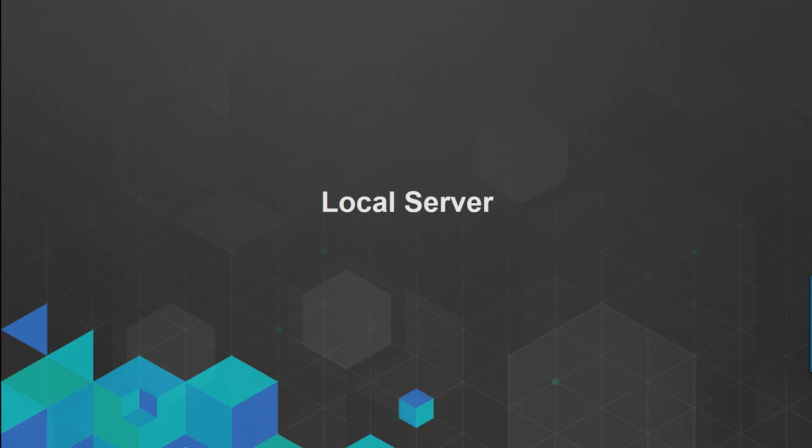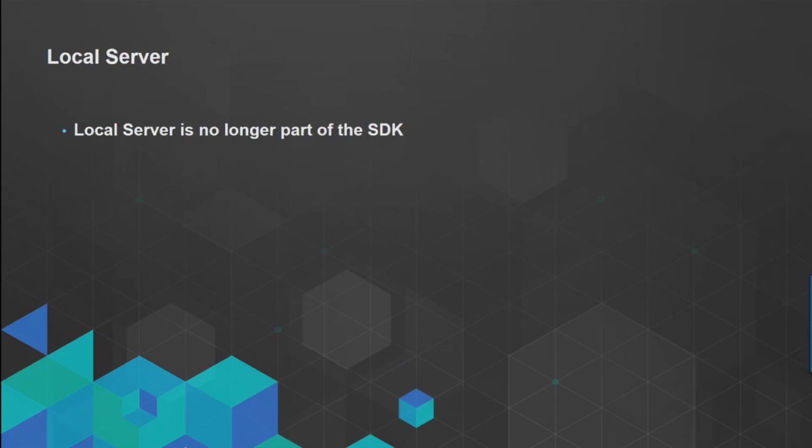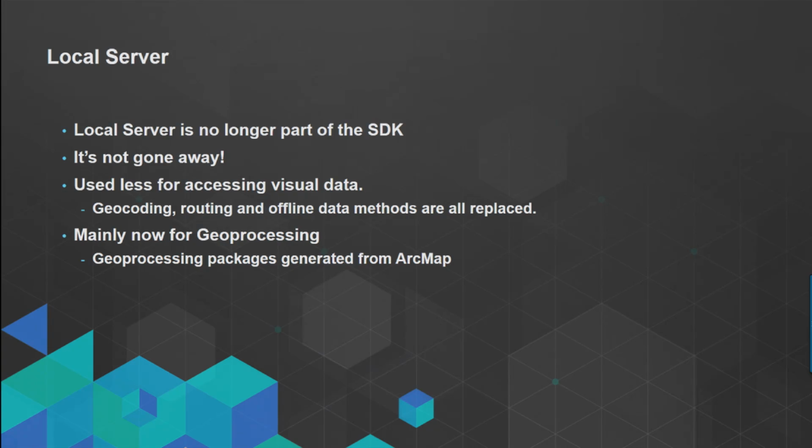So coming on to local server, you may have noticed if you download version 100, the local server's not there. Oh, that's a bit alarming, but don't worry. It hasn't gone away. It still has a very valid use. But as I explained, I see it being used less for visualizing data, and the operations like geocoding and routing and the offline data formats that we previously supported in local server have been replaced with much more modern and efficient offline packages. So you don't want to be using it for that ideally, although we do still support it.